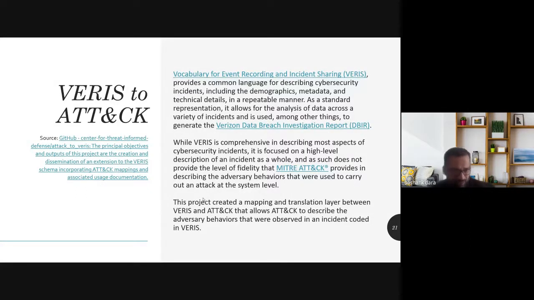So again, the source link is here. Just feel free to Google around for these projects. Poke around nearby areas. There's a lot of interesting stuff happening here. Okay, this is with respect to correlation.